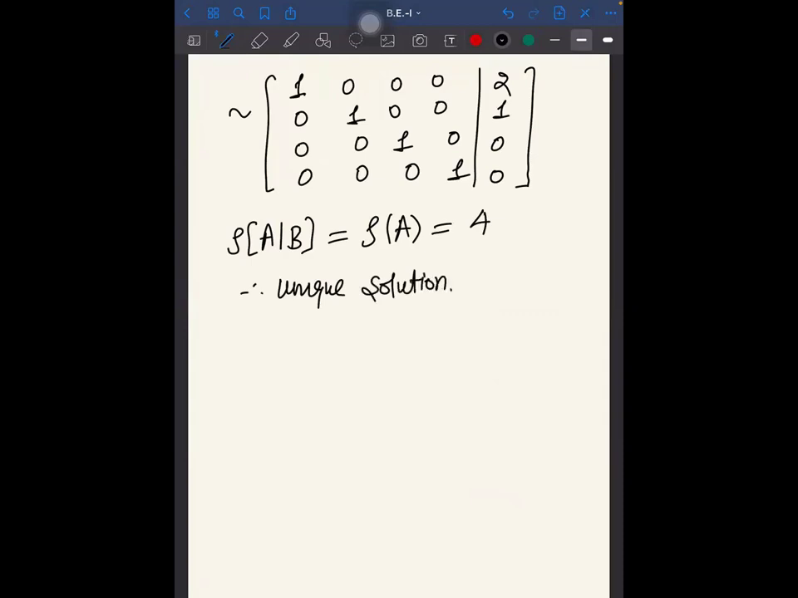And what is that solution? X1 is 2, X2 is 1, X3 and X4 are 0. So this will be your X1, this will be X2, this will be X3, and the fourth one is X4. So you write it as X1 is 2, X2 is equal to 1, X3 is equal to 0, and X4 is also equal to 0.